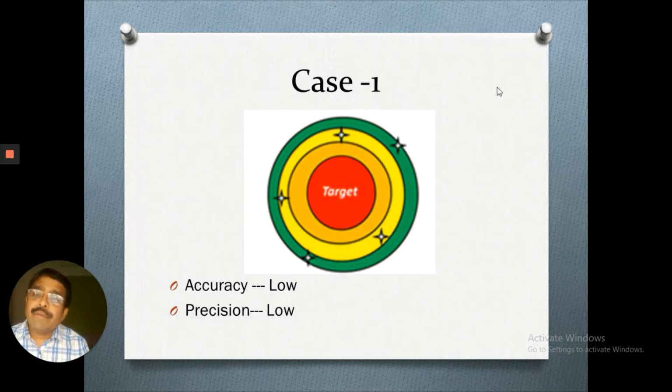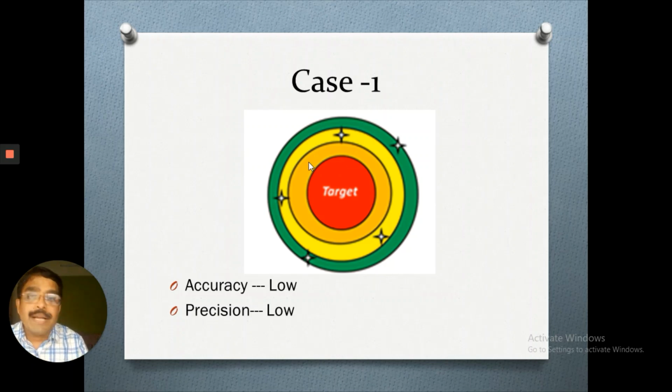Now we will show different cases. If you see this dartboard, this is the target, and all these crosses are whatever we are shooting. They are randomly scattered somewhere else. Not a single cross is on the target, so naturally there is no accuracy. For precision, the crosses are not close to each other, meaning the precision is also not there.